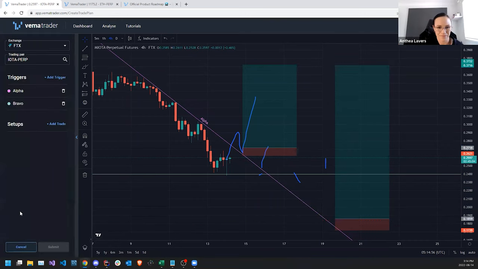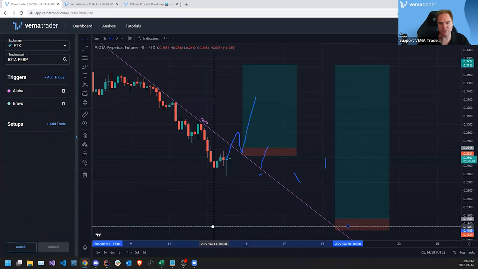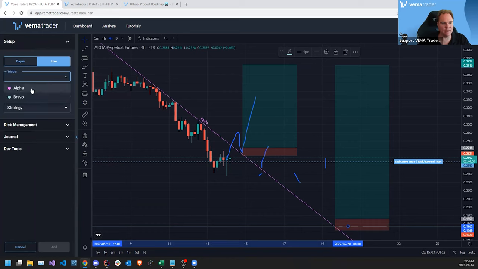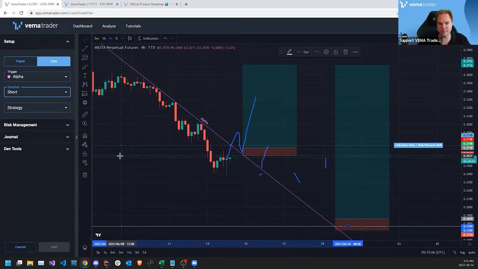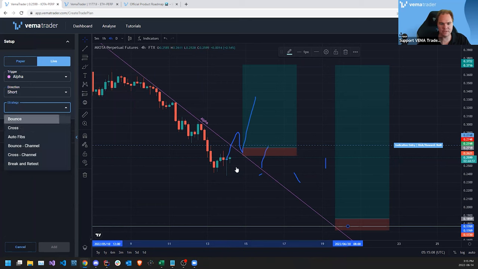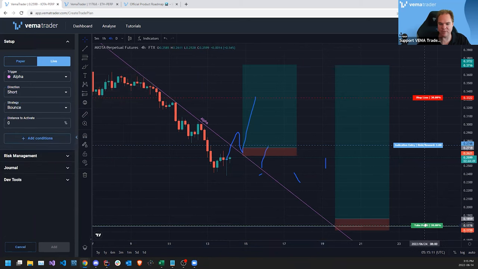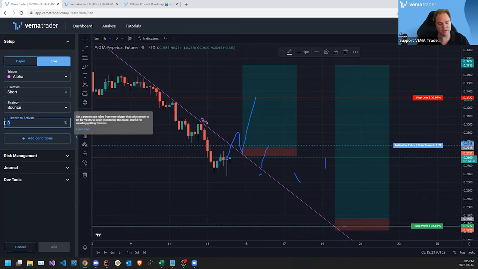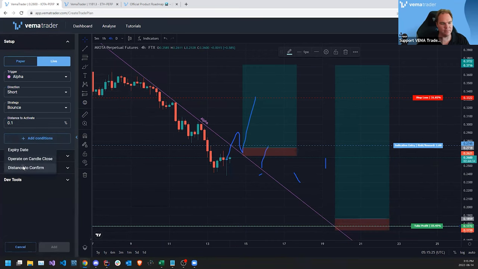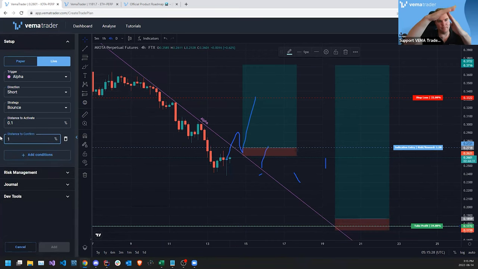Sick. So if I was to be looking for a short off alpha, another way that I can approach this is I can go alpha short, and I want to bounce off this. I can say, look, I'm going to have my take profit down here at this point. It's going to have to be down here. That's where my support in the past was. We've identified support. Cool. That's where I'm going to get out. I'll put my distance to activate of 0.1 and my distance to confirm to give me that bounce. It's rejected. Cool. I'm taking this entry here.